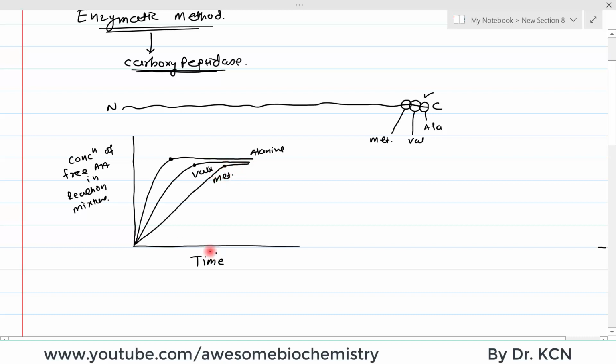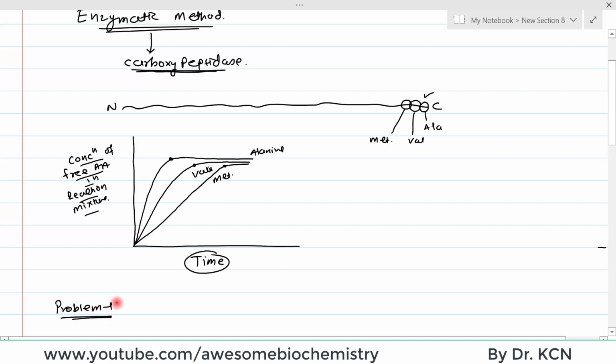So, if we follow the time course of the concentration of free amino acids in the reaction mixture, then we are able to identify the C-terminal sequence of amino acids in any peptide chain. It seems very straightforward and simple to determine the C-terminal amino acid in any peptide chain. But there are two different types of problems. So, let us discuss problem 1.